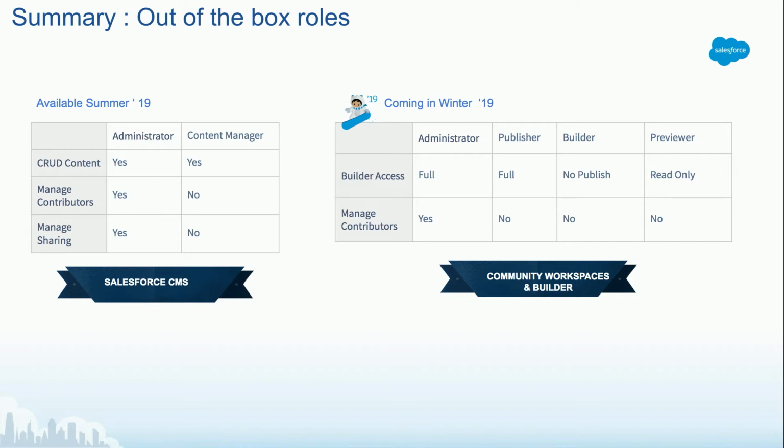You have the builder who can go and drag and drop different things on the page, but he has to get approvals before he publishes, so he cannot publish, so he just builds out the page for you. And then you have this previewer. We all have folks in the organization who want to just look at the content, make sure it's OK. So they have read-only access to the builder, but they're not able to do anything else. So these are some of the out-of-the-box roles that we will be getting in winter as well.